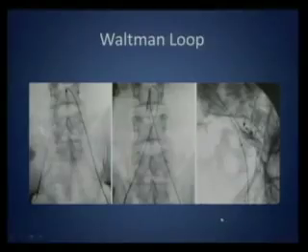And this is a Waltman loop. So you might have seen this when Dr. Weir does UAEs. He first goes to the opposite side, but when he comes to the ipsilateral side, he uses a different shaped catheter, right? So that is one catheter, but the traditional way of doing it is actually forming a Waltman loop.